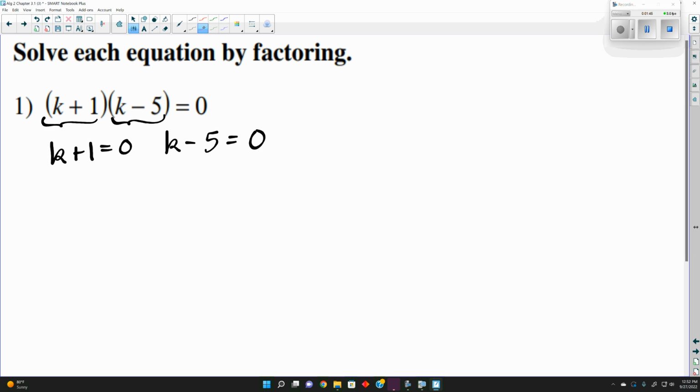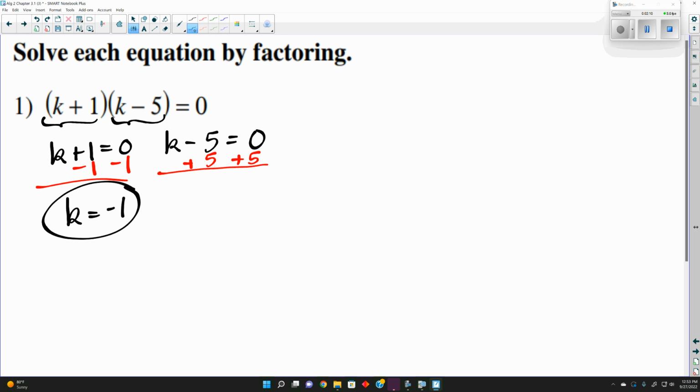And now we just need to solve. If we're solving k plus 1 equals 0, what do we need to do to both sides? We need to subtract 1, which is going to tell us k is equal to -1. Now for the other one, k minus 5 is equal to 0, we'll need to add 5 to both sides, which will tell us k is equal to 5.